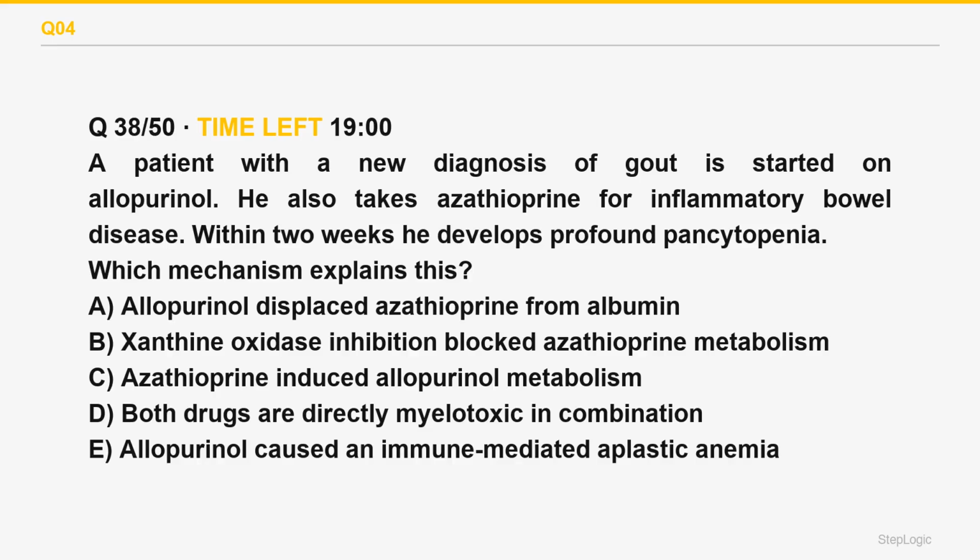Which mechanism explains this? A patient with a new diagnosis of gout is started on allopurinol. He also takes azathioprine for inflammatory bowel disease. Within 2 weeks, he develops profound pancytopenia. Read the command: mechanism. One enzyme sits in both drug pathways, and inhibiting it has an outsized effect.